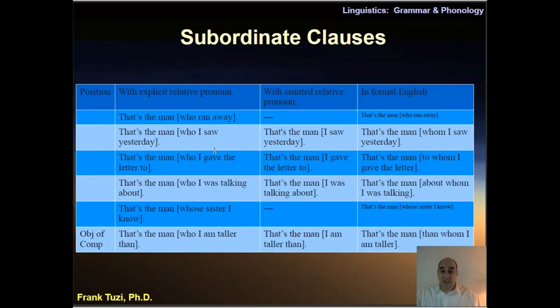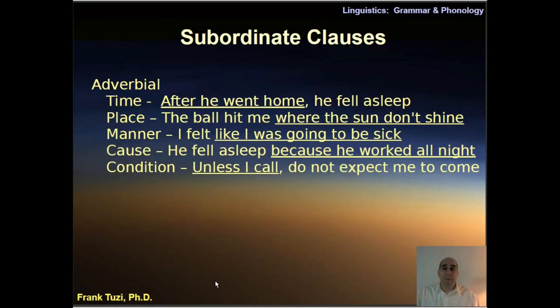These are all adjectives. They're all describing the man, right? The man who ran away, man. The man I saw yesterday, man. Okay? They're all adjectival. These are adverbial. These are going to describe verbs. Adverbial clauses, subordinate clauses, are going to describe the verb in terms of time or place, manner, cause, or condition.